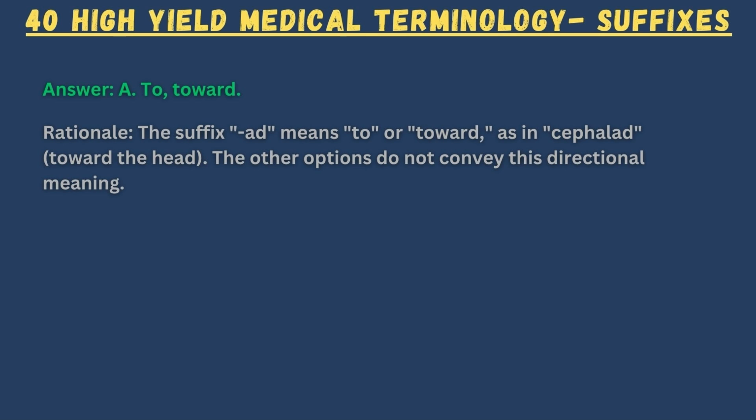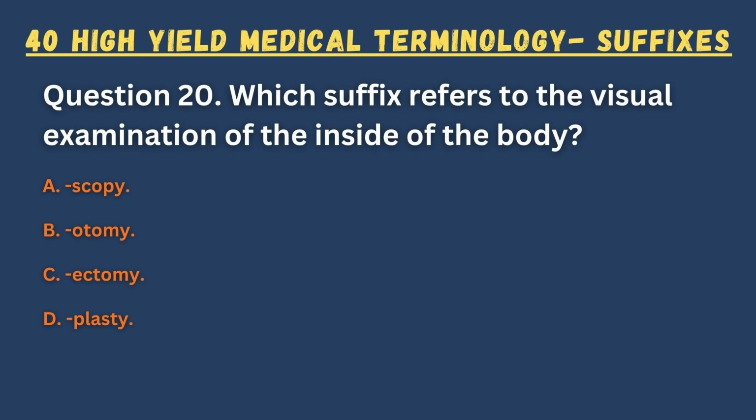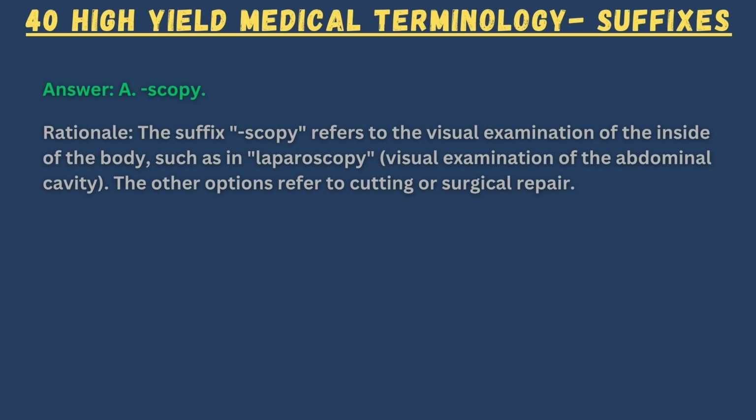Toward. Rationale: the suffix ad means to or toward, as encephalad, toward the head. The other options do not convey this directional meaning. Question 20. Which suffix refers to the visual examination of the inside of the body? A. Scopy. B. Otomy. C. Ectomy. D. Plasti. Answer: A.